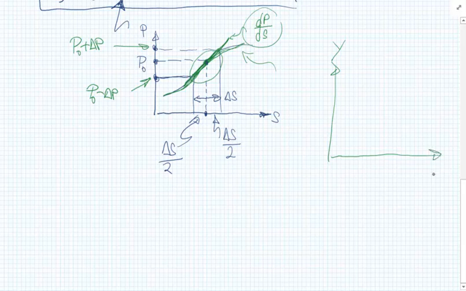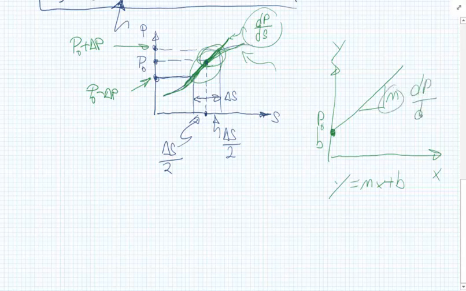If this is y, and this is x, and this is b, then we can call a straight line where we have the slope m, right? y equals mx plus b. Well, in this case, we are looking at this side of the plot, so this point becomes P naught. The slope becomes dp/ds, and the x term is what we're dealing with, we're trying to find out where y would be. All right, so this is P naught, m is dp/ds, and what we're looking for is y, which is going to equal P naught plus delta P.